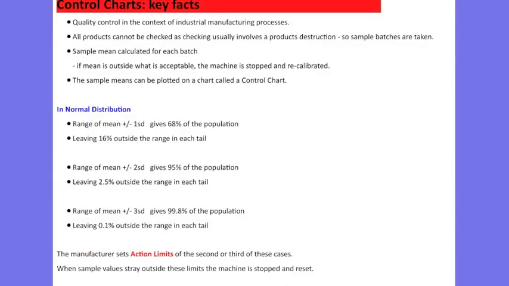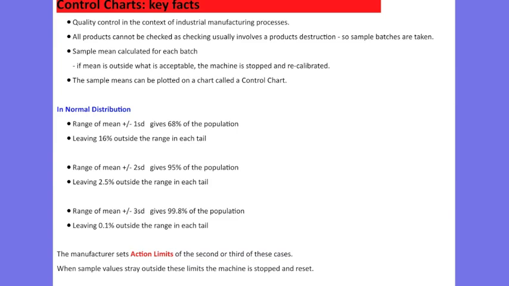Control charts. Quality control in the context of industrial manufacturing processes. You'll notice these questions and be able to spot them by the context, when it's to do with manufacturing, whether it's a production line, tins or something, or packages or weights of things being compared. Now, in real life, all products cannot be checked, as checking usually involves the product's destruction. So if we're actually having to check the product, then the product will be destroyed. So only sample batches are taken to be tested.